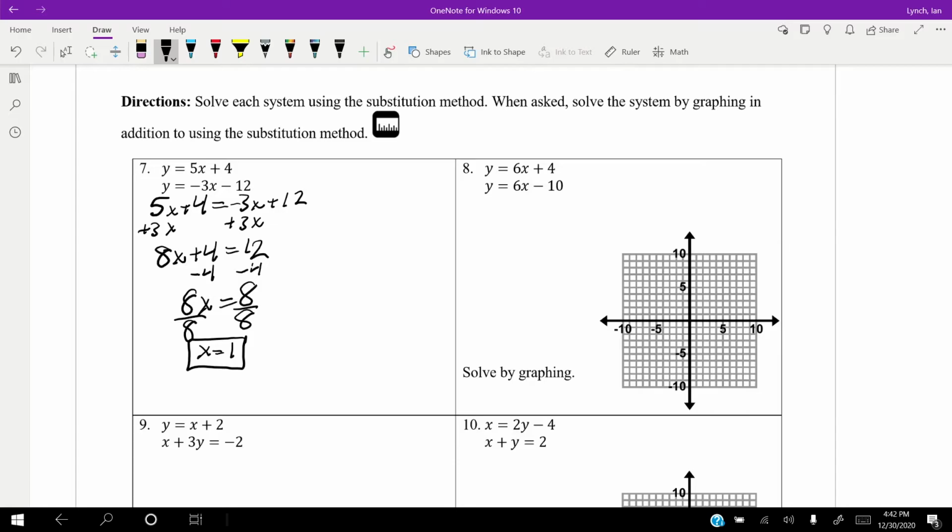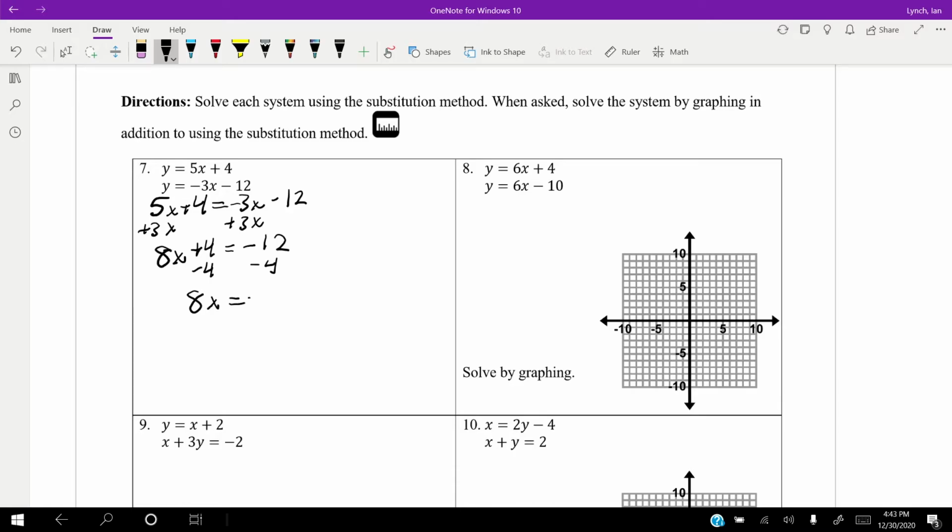So, if x equals... Oh, I messed up. Wow, and you guys didn't even... Come on, guys. It's 8x plus 4 equals negative 12. You guys just let me do that, really? How could you?